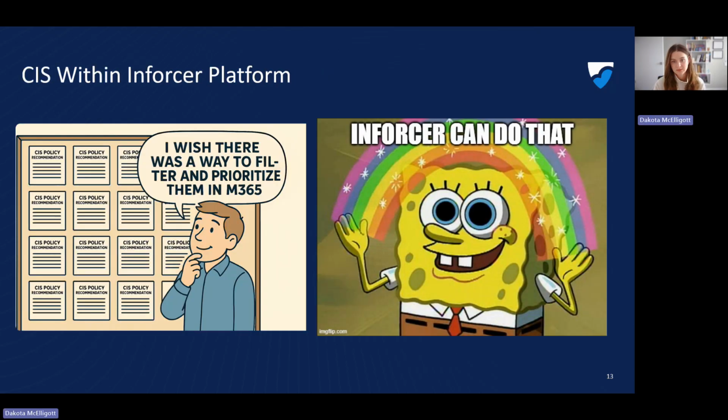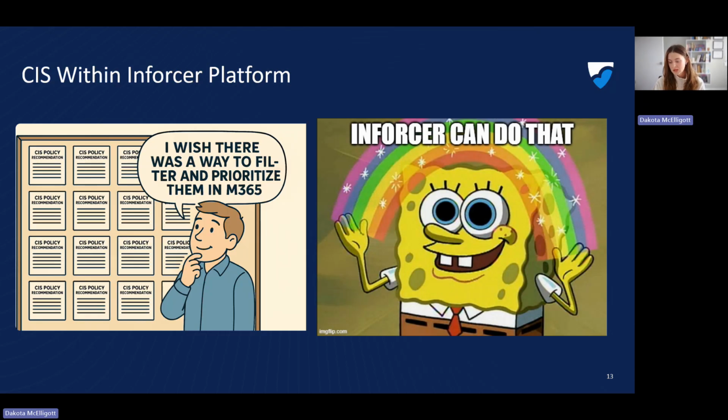And this is where everything we talked about today really comes together, right? CIS gives us the framework, the strategy, and the technical guidance. But in the real world, especially in Microsoft 365, it can be very overwhelming to actually operationalize that, right? You might have dozens or even hundreds or thousands of benchmark items, each with different priorities, different categories, and different levels of impact. And that even multiplies exponentially when you're working with different customers with different needs.